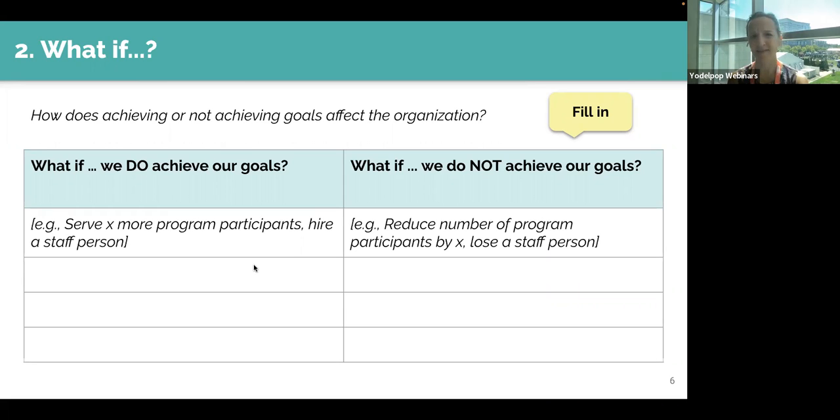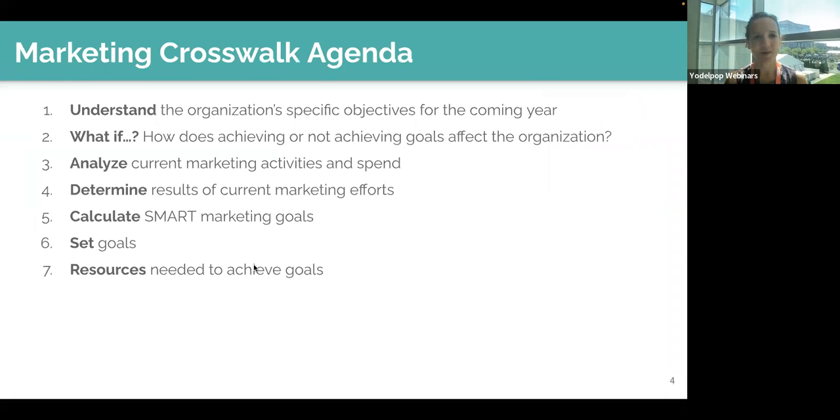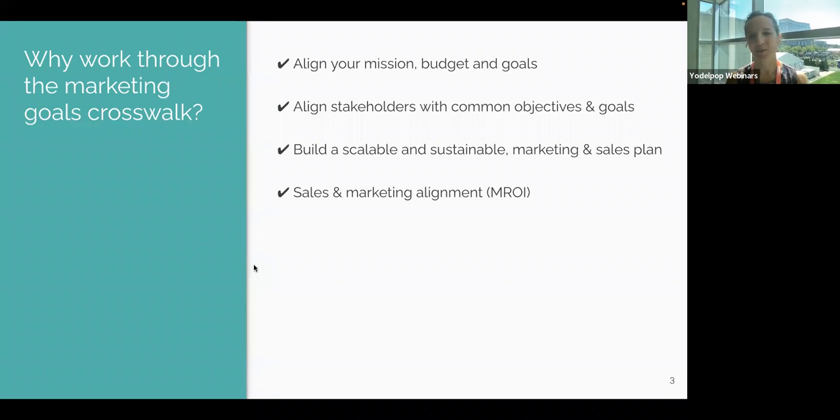Different pieces in this process, in this deck, are designed to really be appealing to different roles within your organization, and that's for a reason. That's because we want to align stakeholders through common objectives and goals. So we need to give each one of them a hook into the marketing plan.